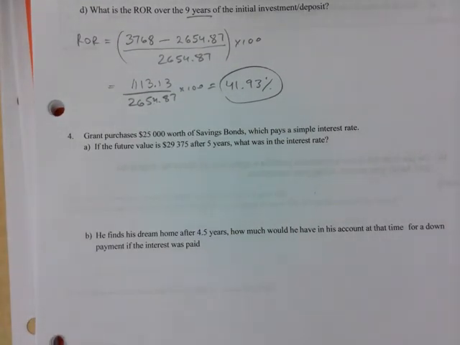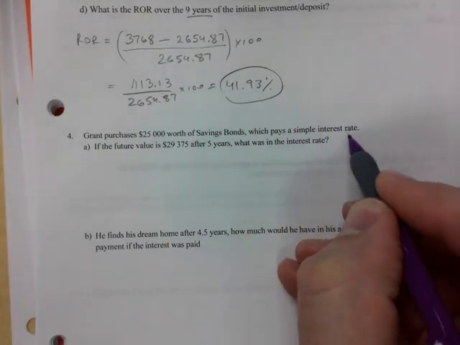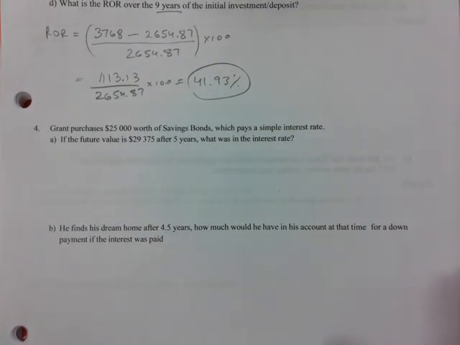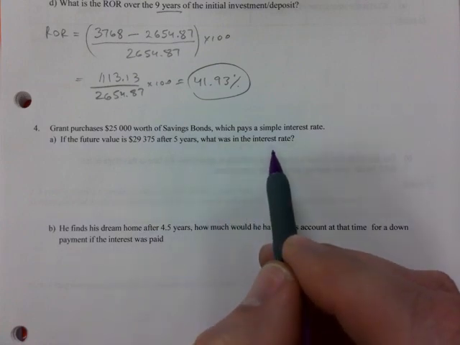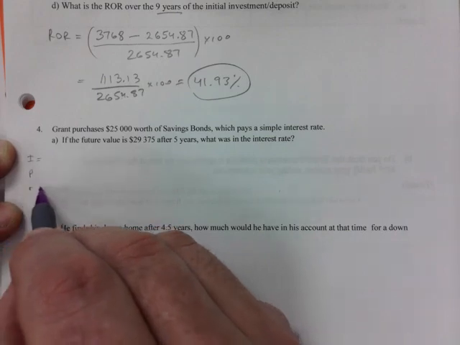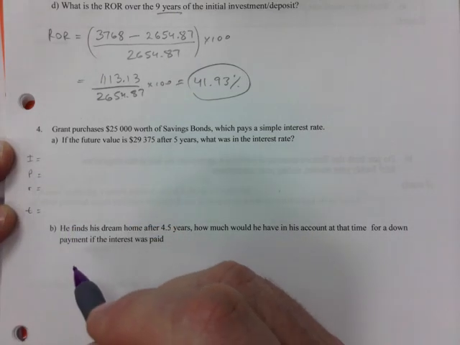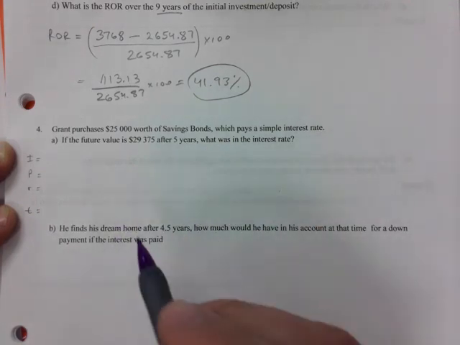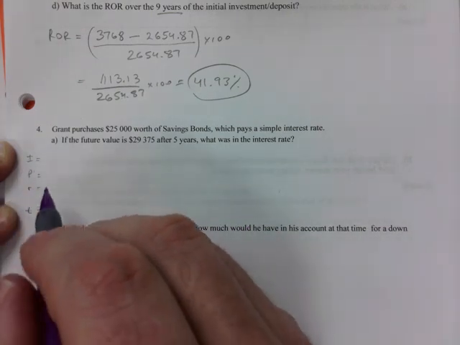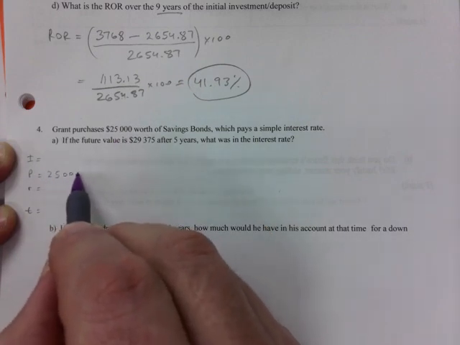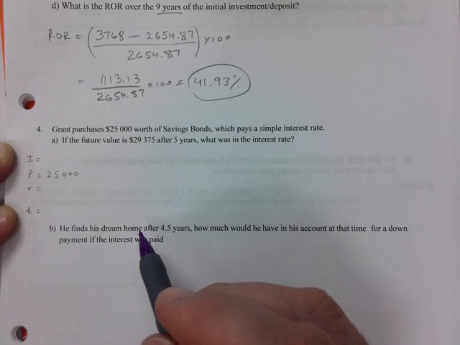Grant purchases 25,000 worth of savings bonds, which pays a simple interest rate. It's actually telling you that it's simple interest rate, so that's a dead giveaway that it's going to be simple interest. If the future value is this much after 5 years, what was the interest rate? I will show you here an alternative way. Remember I told you when there's two unknowns, you just use that A is equal to P formula. Let me show you here what I'm going to do. So Grant, you purchase this much of savings bonds. That's what you call it. You purchase it, but it's like an investment.